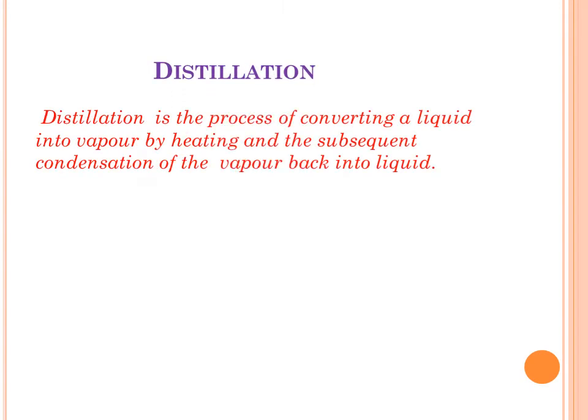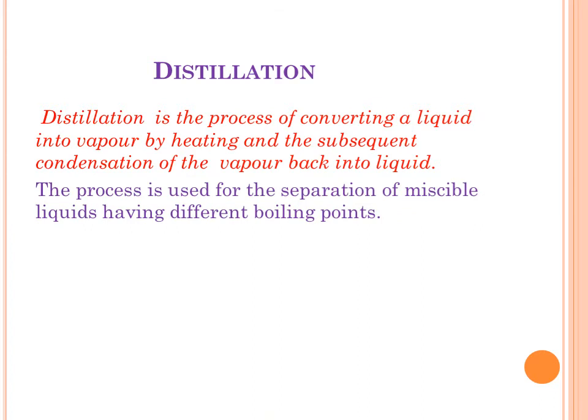Next method is distillation. Distillation is the process of converting a liquid into vapor by heating and the subsequent condensation of the vapor back into liquid. Evaporation and condensation take place in distillation. The method of separation of a liquid from a soluble component by first converting it into its vapor and then condensing the vapor is called distillation.